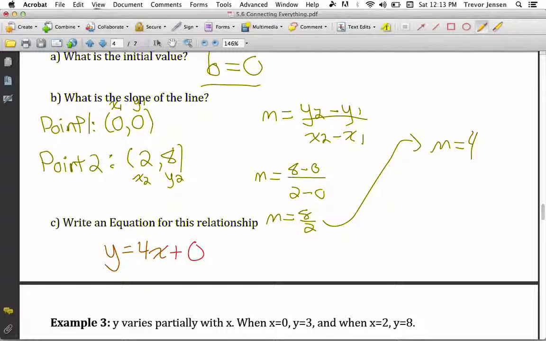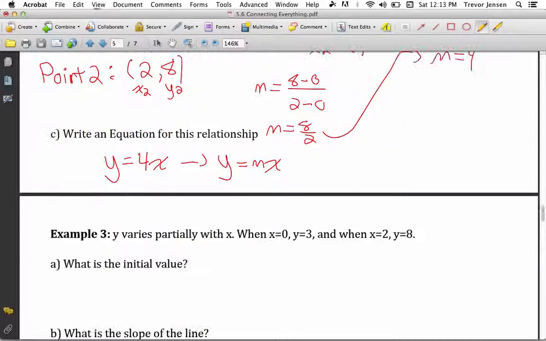Now there's no point in including that plus 0, so I don't need to include that in the equation. Adding 0 doesn't do anything. I can take that out, and there's my equation of the line. And because this is a direct variation, it looks exactly like what the equation we know for all direct variations. All direct variations look like y equals mx. We don't need the plus b because for a direct variation the b value is always 0.